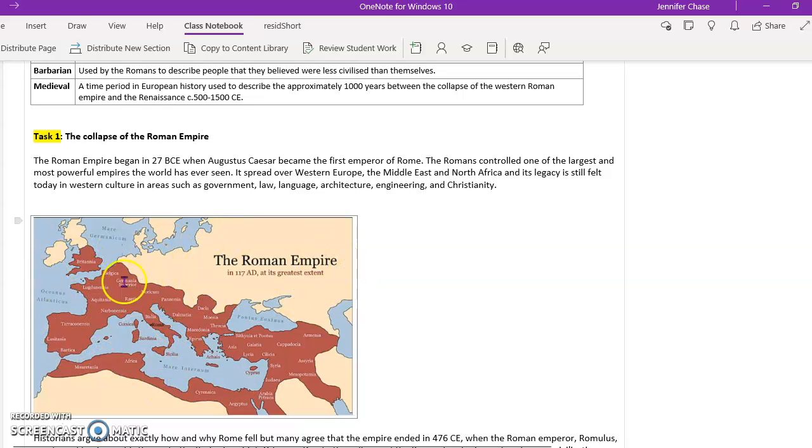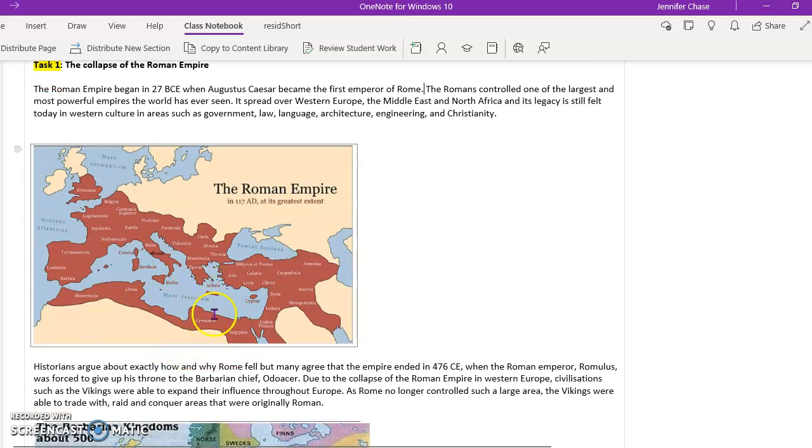Okay, and its legacy is still felt today in Western culture in areas such as government, law, language, architecture, engineering, and Christianity. So it's a very long story, but basically Christianity emerged in what is modern day Israel. You can see on this map it's labeled Judea. And actually, at first, the Christians were persecuted by the Roman Empire, but eventually Rome became Christian, and then all of these areas that were within the Roman Empire became Christian.